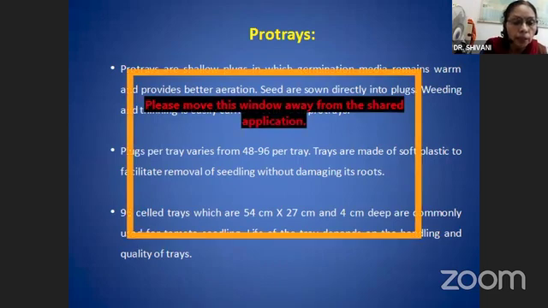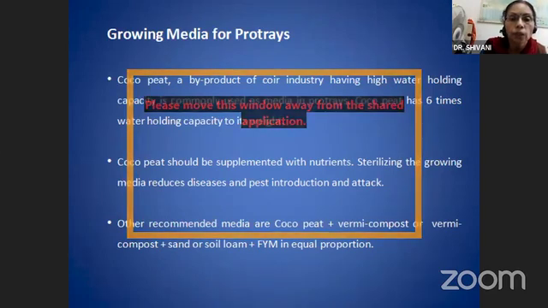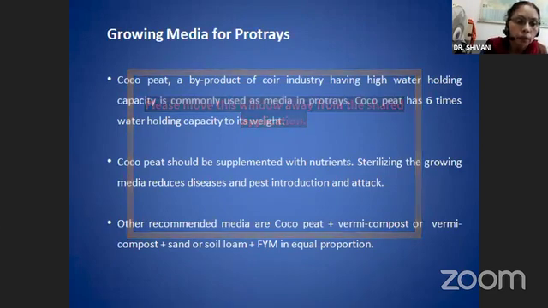Then 96 cell trays, which are 54 centimeter by 27 centimeter and 4 centimeter deep, are commonly used by the farmers. And the media which we use for pro-tray is cocopeat. This is a byproduct of the coir industry having very high water holding capacity. And then cocopeat should be supplemented with nutrients, and the growing media sterilized.